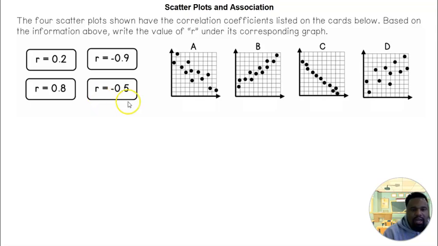We've got negative 0.9 and negative 0.5, right? Since A looks the weaker, now we can say graph A will be negative 0.5 because it's not strong.